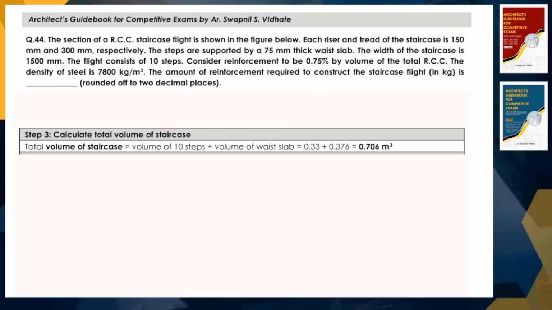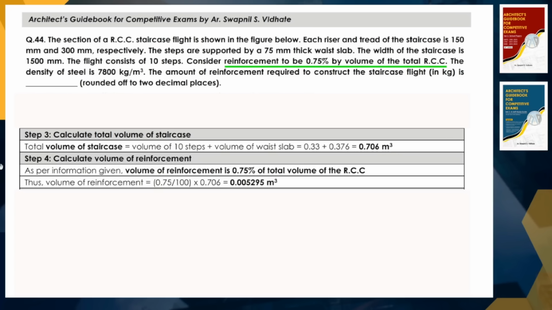So what is the total volume? It will be the volume of 10 steps plus the volume of waist slab. So it will be 0.33 plus 0.376. The figure will be 0.706 meter cube. Now the next thing they have mentioned, that the reinforcement is 0.75% by volume of total RCC, right? So we need to calculate what is the actual volume of reinforcement. So as per the information, as I said, the volume of reinforcement is 0.75% of total volume of RCC.